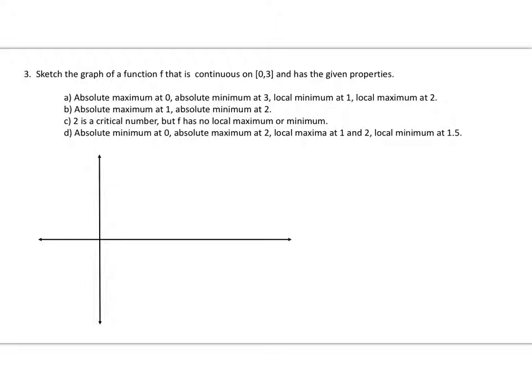Okay, for this one, we're actually going to do 4 different graphs. It says sketch the graph of a function f that is continuous on 0, 3, and has the given property. So the first one, from 0 to 3, it has an absolute max at 0, an absolute min at 3. So if I'm going 1, 2, 3 on my graph, the absolute max is at 0. My absolute minimum is at the 3. It tells me I have a local minimum at 1 and a local maximum at 2. So there are multiple ways I could do this graph, but this would be one, and that would be for that first graph.